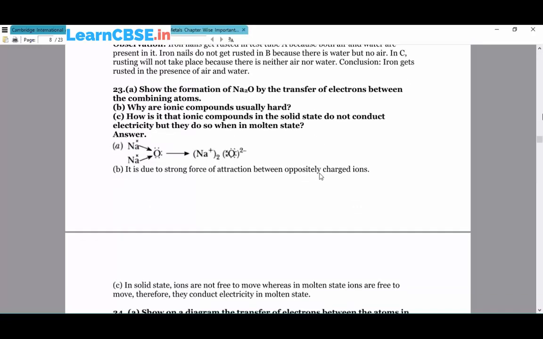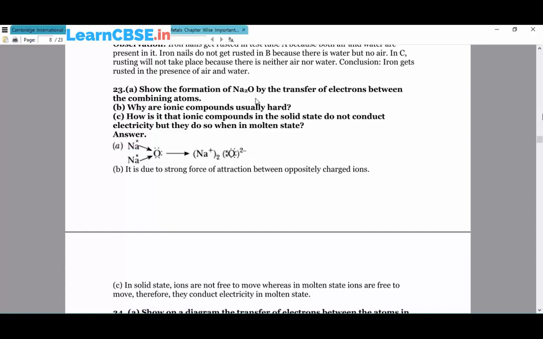Show the formation of the Na2O by the transfer of electrons between the combining atoms. Why are ionic compounds usually hard? First, the formation of the sodium oxide. The sodium has one electron in the outermost shell and the oxygen needs two electrons to complete the outermost shell. So the two sodium atoms lose their electrons and they are gained by the oxygen atom, forming Na plus and the oxygen 2 minus.